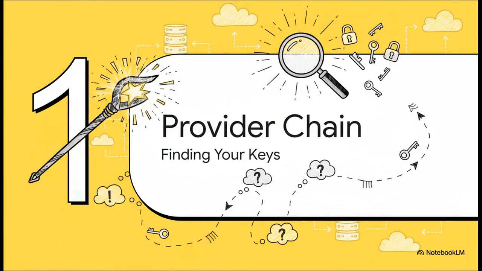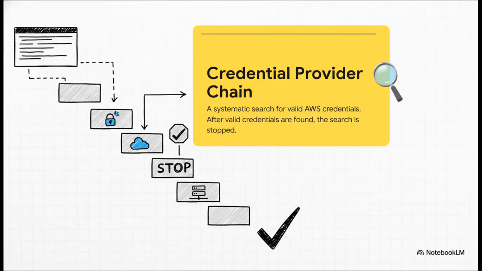Have you ever wondered how your application or your script just magically finds and uses your AWS credentials? You don't hard code them, or at least you shouldn't. So how does it just know? Well, it's not magic. It's a really smart, logical process called the credential provider chain. It's standardized across pretty much all the AWS SDKs.